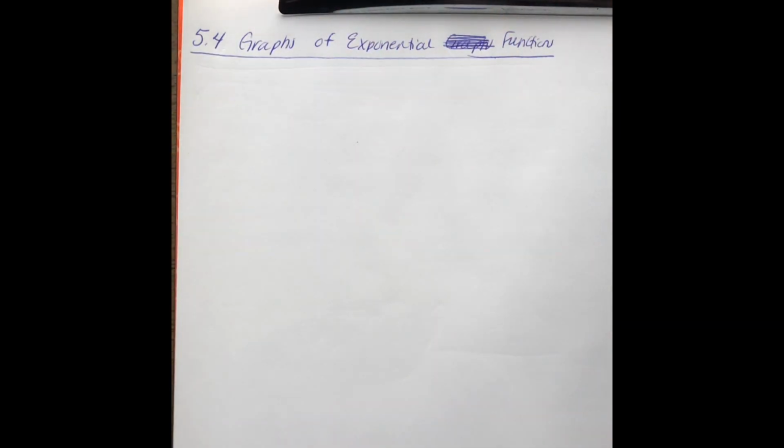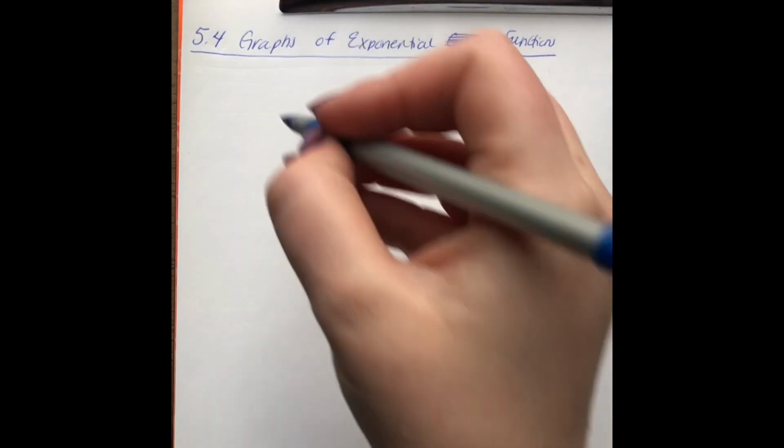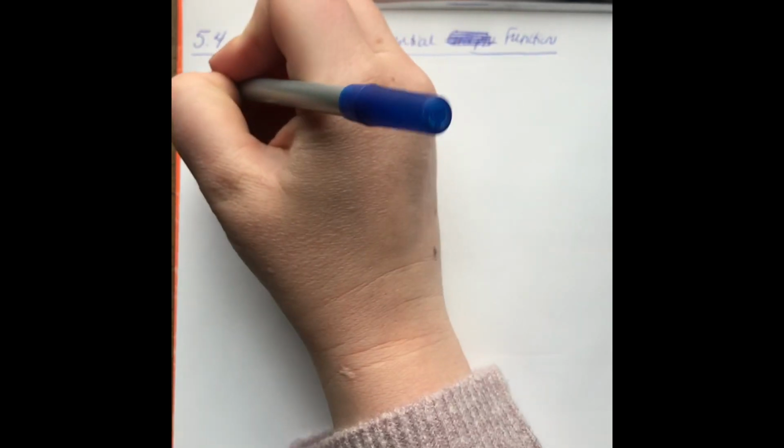Honors Math 9. All right, today's lesson 5.4, we're going to do graphs of exponential functions. So exponential functions are when the variable is up in the exponent, and we have graphed linear functions, quadratic functions, absolute value functions. So this is just another type of function to graph. So what is an exponential function?